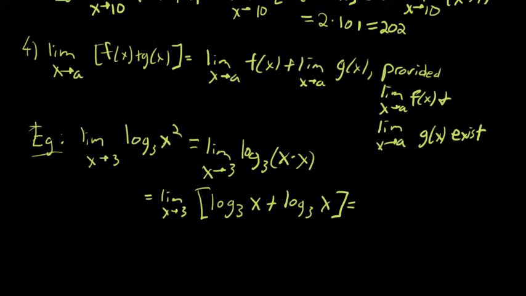And here's where we can use this property here. This is equivalent to the limit as x tends to 3 of log base 3 of x plus the limit as x tends to 3 of log base 3 of x. And you can see here that all we did was take this limit of the sum, and express it as the sum of these two limits.